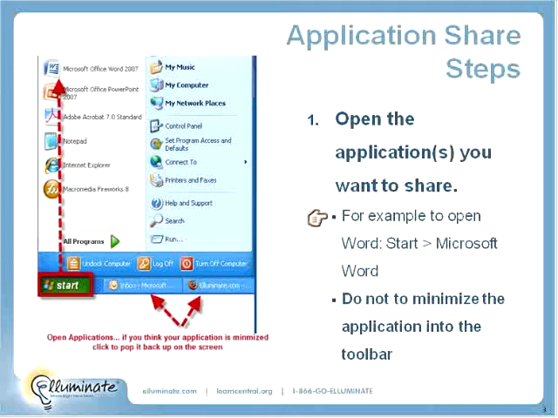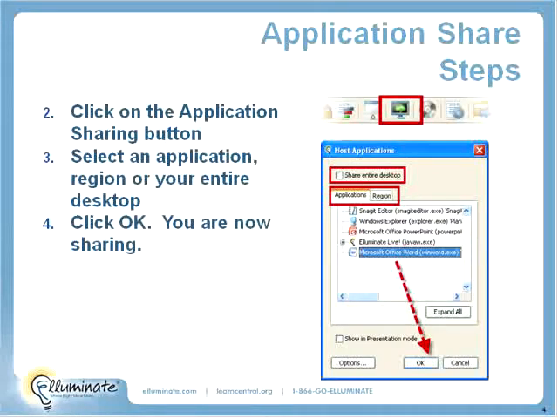Now the next step is going to happen in your Elluminate Live session. As the moderator, you'll always have the application sharing button. If you're a participant and the moderator has given you that permission, then you'll have the button. So click on the App Share button. It's going to open up the Host Applications box. You could choose to share your entire desktop, you could share a region, or you could share a specific application or applications. All the applications you have up and running on your computer, in other words, ones that are not minimized down into your toolbar, you're going to go ahead and select the application and click OK.